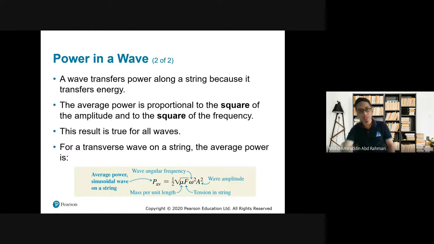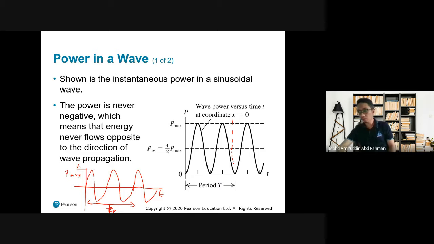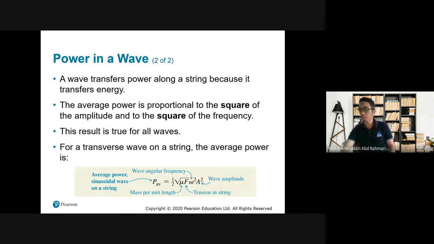So we can calculate the average power by using this equation, which is half of mu F, what you learned before, omega squared and A squared. So that's how you calculate the power. To get the full power, you just multiply by 2. So that's the average power.